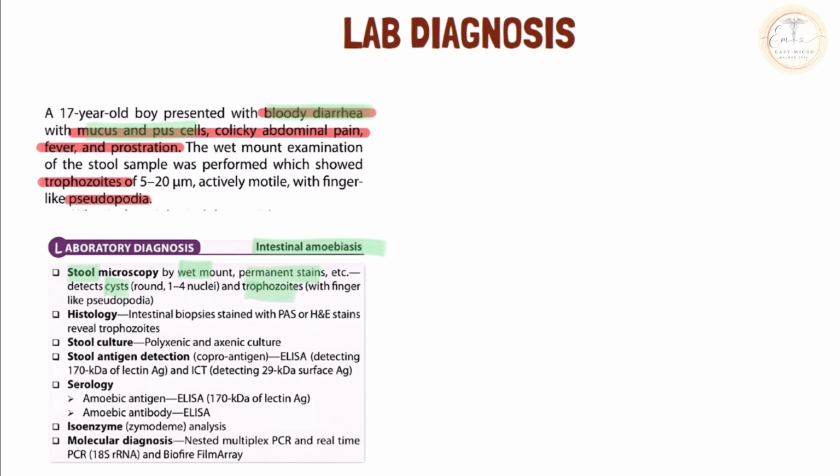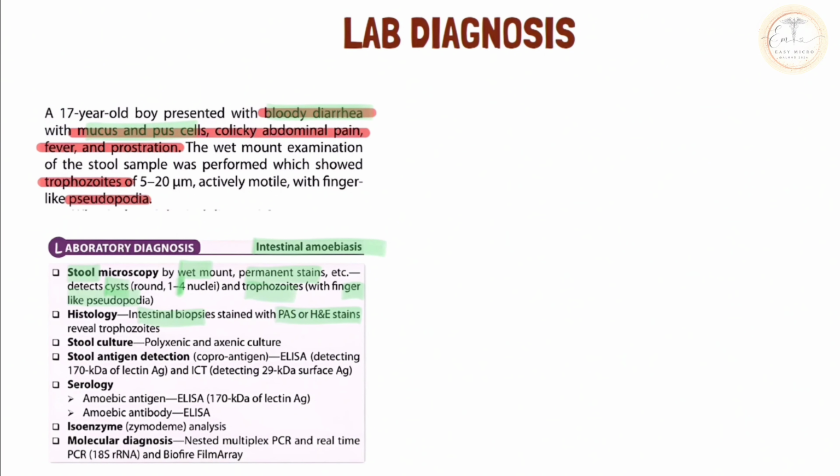And if the specimen is not stool, if the specimen is an intestinal biopsy, then what will we do? We'll stain it with PAS and H&E stains. Guess what we find in the intestinal biopsy? In the intestinal biopsy, we only find the trophozoite.